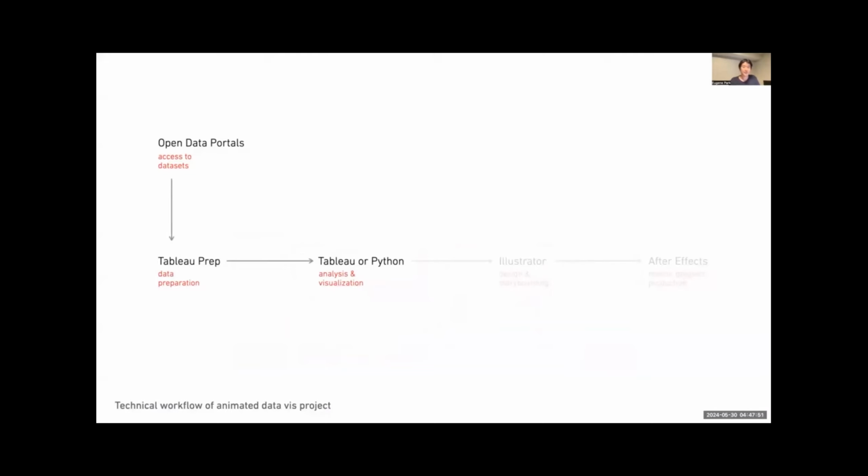And then they would analyze and visualize the data. This is where students will test out any hypothesis that will form the backbone of their stories. The rough graphs produced at this point will then be imported into Illustrator, where students can polish the graph and storyboard their animations. And then the final step is importing the assets from Illustrator to After Effects to produce the animation.